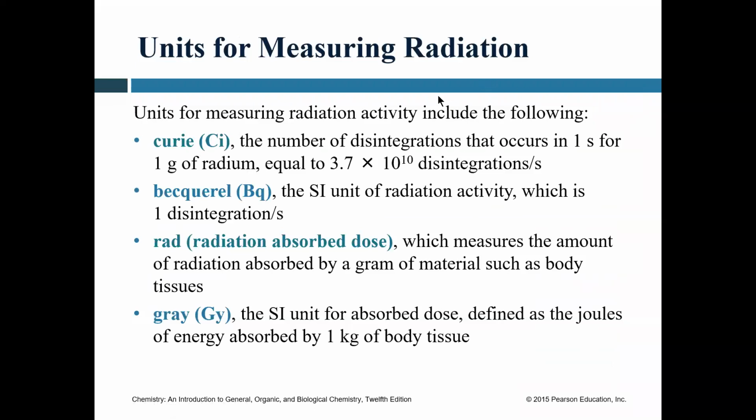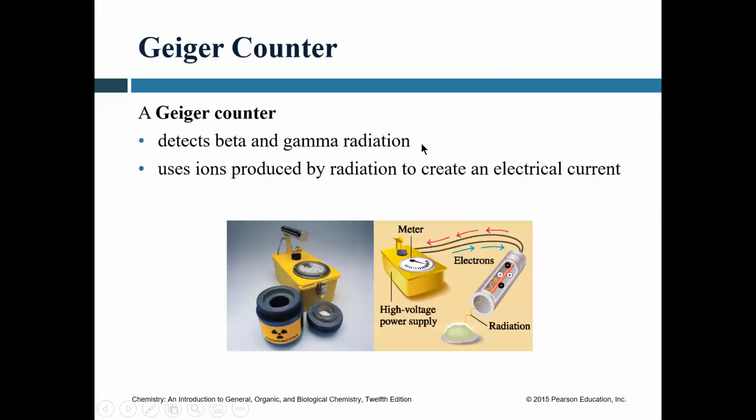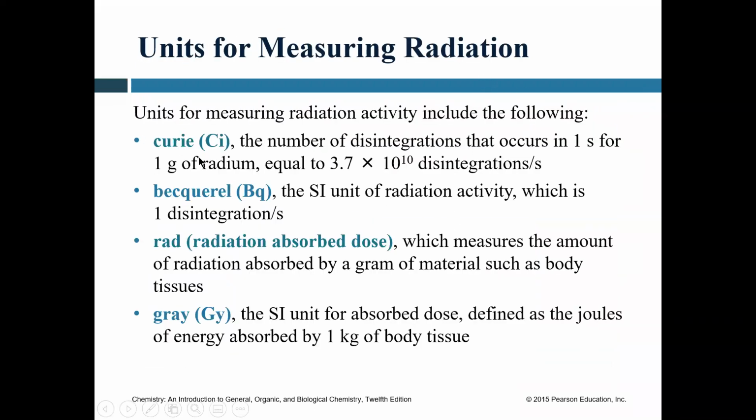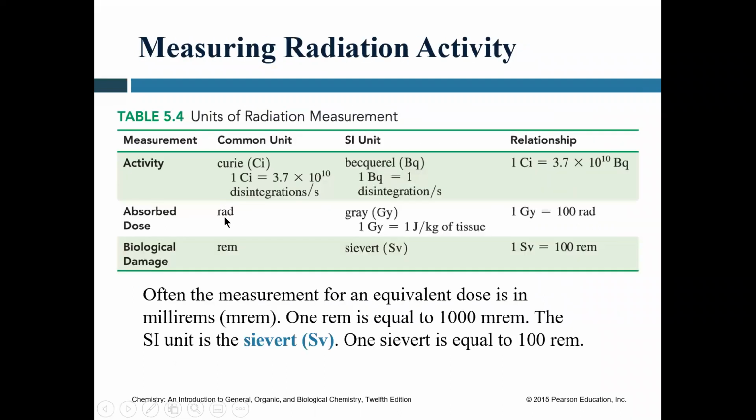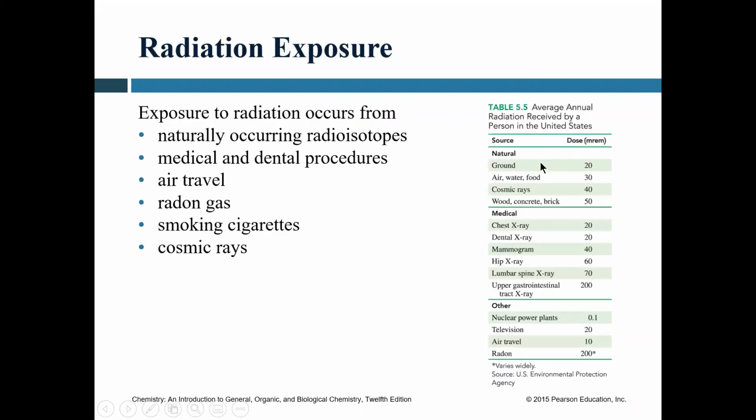Good now. All right, so there was our little Geiger counter. Okay, here are our units. This is a chart that has all the units and how they relate to each other, so you may have to convert from one unit to another. Here are some of the different doses. Like I was saying, there's the upper gastrointestinal tract x-ray. That one tends to have more than some of the other ones.